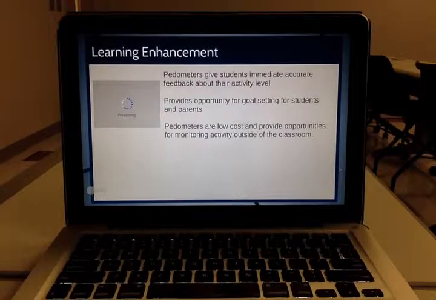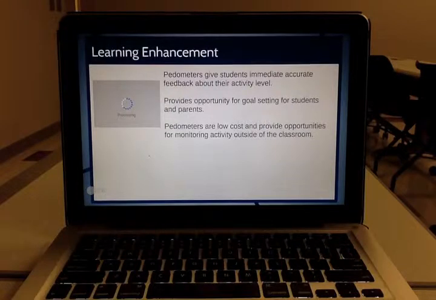Learning enhancement: pedometers give students immediate accurate feedback about their activity level, so they can just look down and say, okay, I know I've taken this many steps. It provides opportunity for goal setting for students and parents, so you could even get the parents involved buying enough pedometers for that, or have the students wear them one day and the parents wear them the next and compare, and they can make goals based off how many steps they take today. Say, okay, I'm going to take 100 more steps tomorrow.